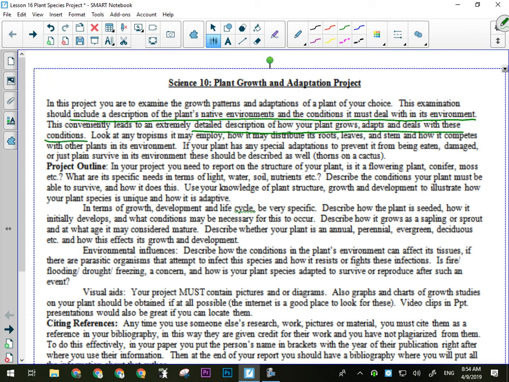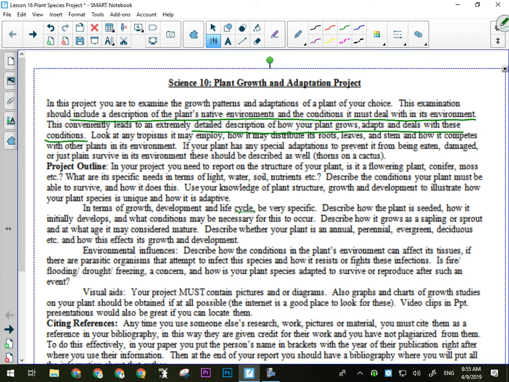When your plant grows, how long does it take? Is it a very quick growing plant, or does it take hundreds of years to become mature and old? You might want to talk about whether it's an annual, which means it only grows for one year and then dies, or a perennial, which comes back every year. Is it evergreen or deciduous? Does it lose its leaves or keep them all year long? So we're looking at the description of how it grows.